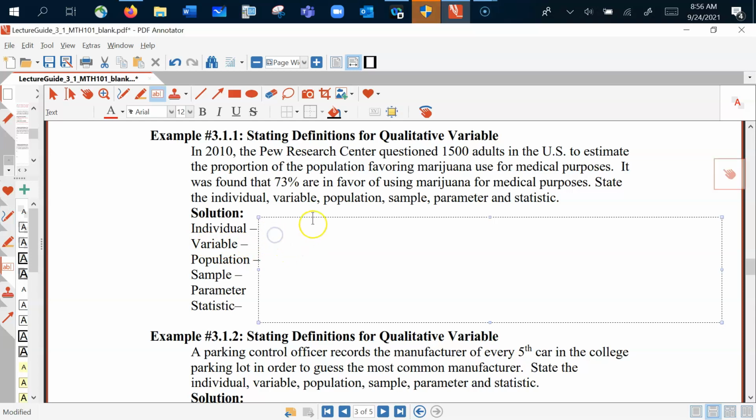So here what we're going to do is literally parse through this paragraph and identify in context the individual, variable, population, sample, parameter, and statistic. These are the definitions we described in the previous material. So here the individual is simply going to be a U.S. adult. So 1,500 adults in the U.S. So an individual would be a single U.S. adult.